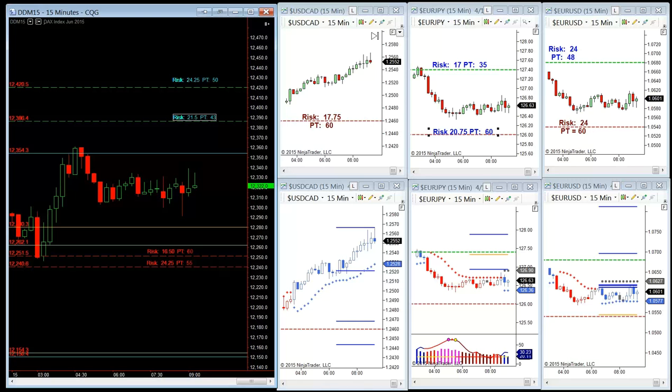Waiting on the market opening now to see if it moves the market.